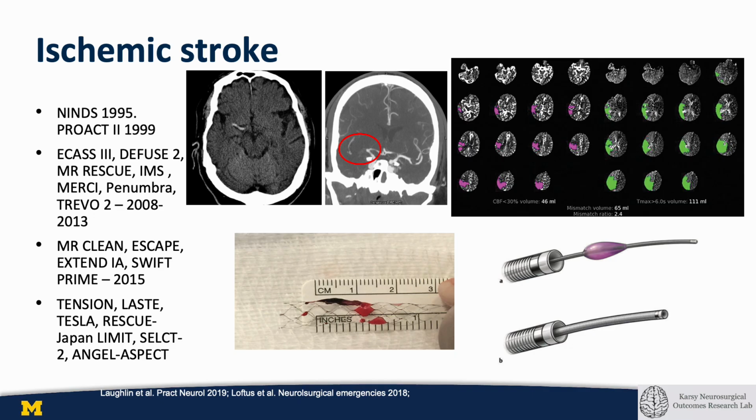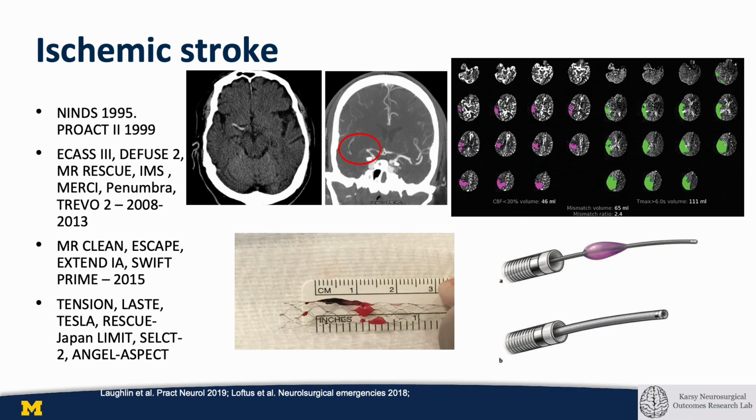And these are the MR CLEAN, ESCAPE, EXTEND-IA, and SWIFT PRIME stroke studies. So now the whole paradigm has shifted, and thrombectomy for these patients can truly be life-saving. We have quite a number of tools to retrieve clot more effectively and identify the right patient. The most important thing is early recognition, getting the patients in. And the current studies are looking at subgroups of patients, trying to continue to refine the patients you select for different treatments.